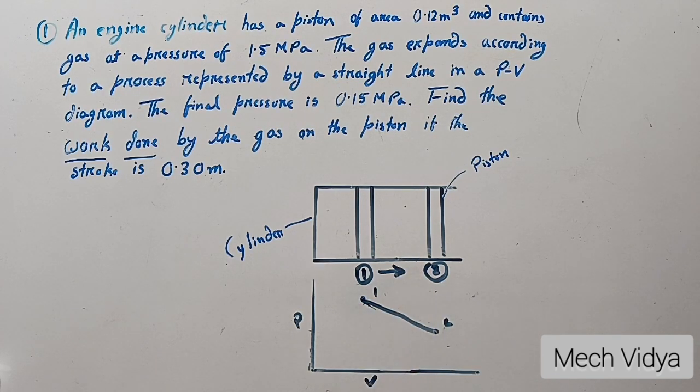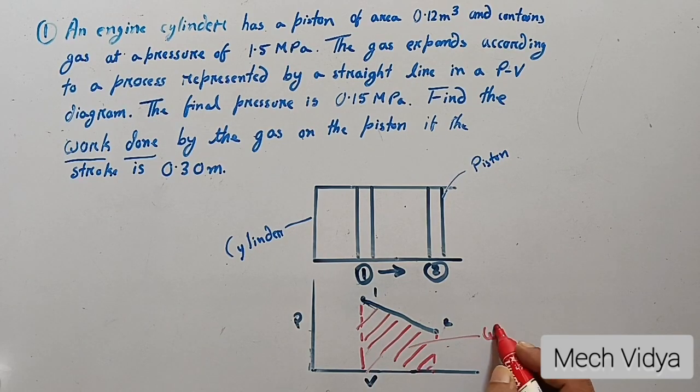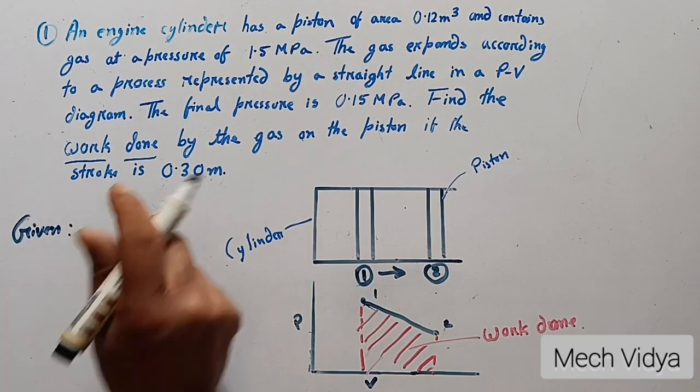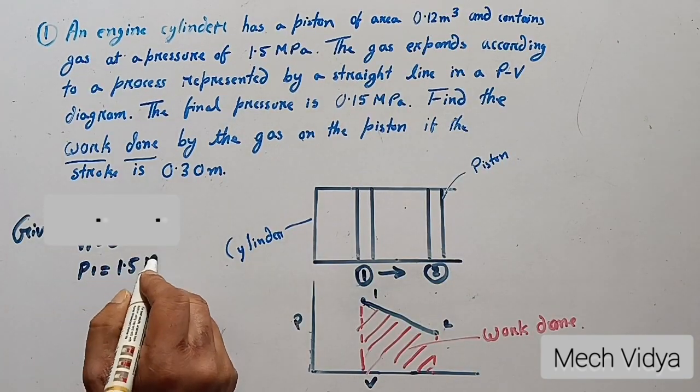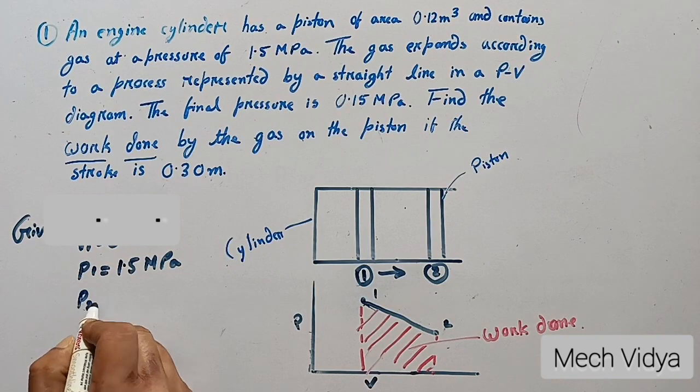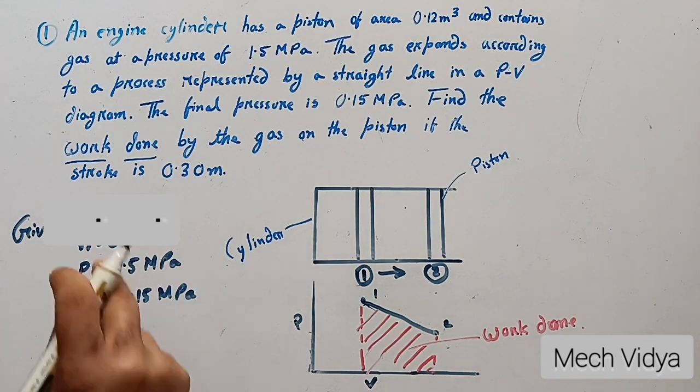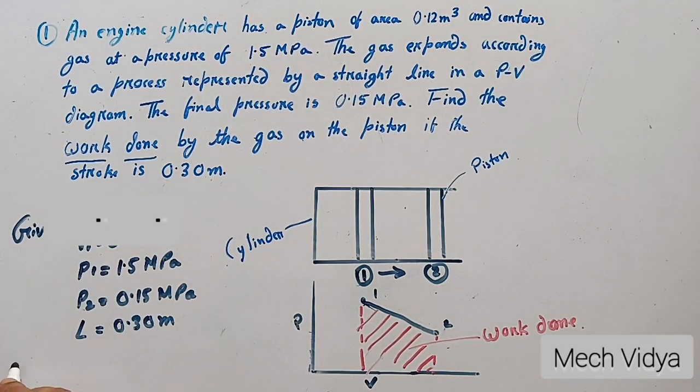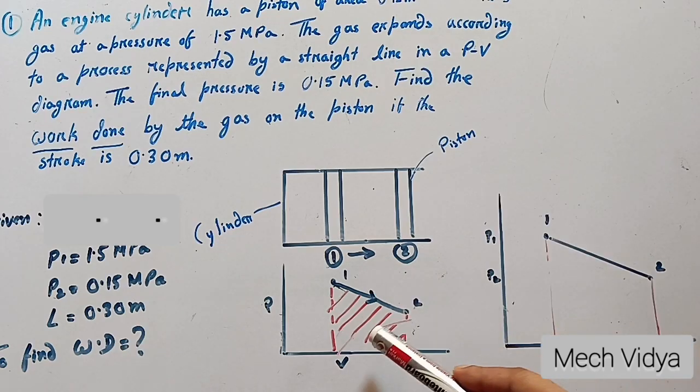Okay, so now I have to find out the work done during this process. We know work done is given by the area under the PV diagram. This red part will tell you the work done. If I can find out the area of this part, it will give me the work done. So let us now write the given data: V1, P1, P2 and the stroke length. Everything is given. So now we have to find out the work done.